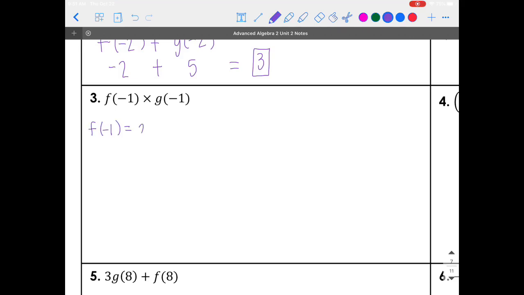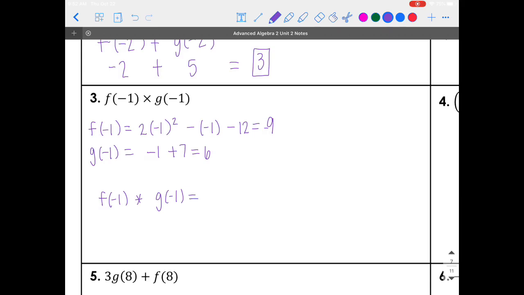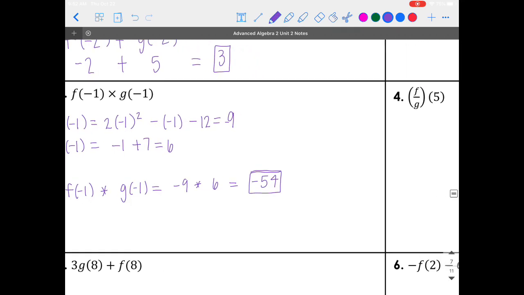f of negative 1 times g of negative 1. f of negative 1: 2 times negative 1 squared minus negative 1 minus 12. That gives me negative 9. And g of negative 1 is negative 1 plus 7, which is 6. And f of negative 1 times g of negative 1 is negative 9 times 6, which is negative 54.